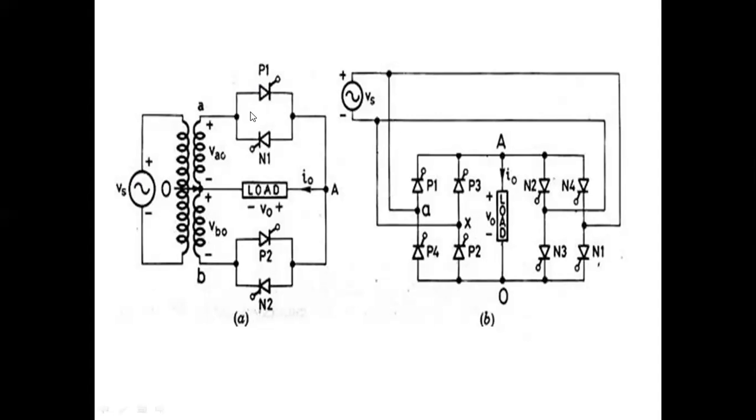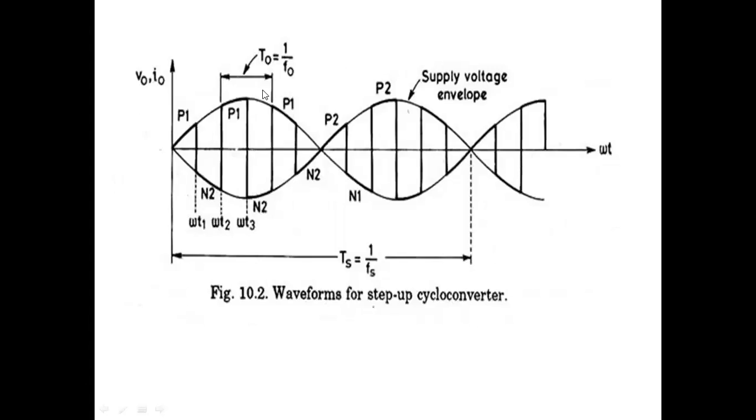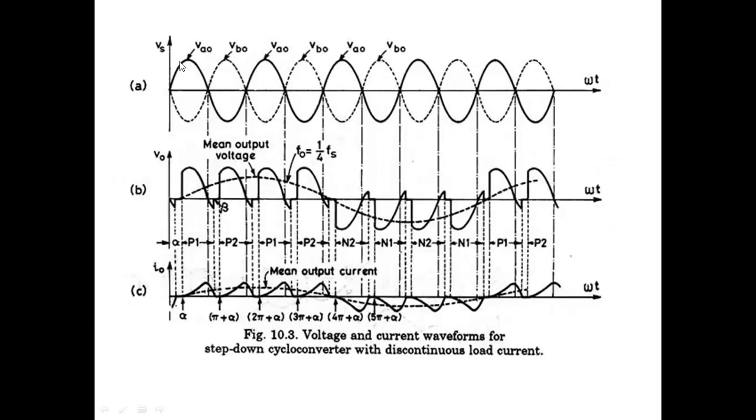Now I am concentrating only on P1 and N2 during the positive cycle. During the negative cycle, it will go for P2 and N1. Now in the positive cycle, if P1 and N2 are forward biased, I am not giving firing pulse to N2. I am giving firing pulse only to P1. In the step-down cycloconverter, you see the waveform. During the entire positive cycle, I am giving firing pulse only to P1.